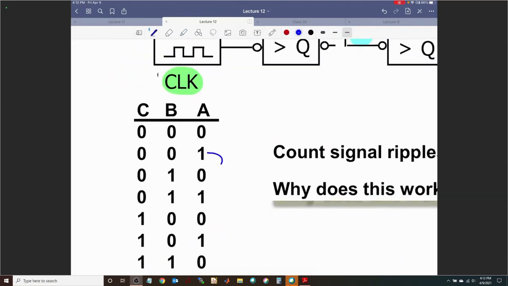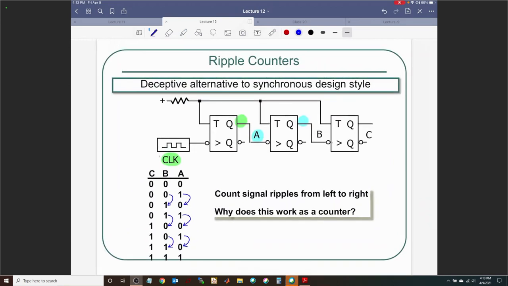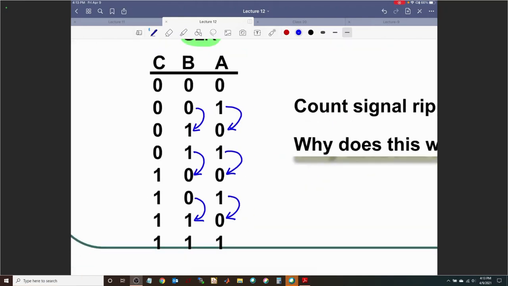This is the negative edge on QA. That's when B toggles. The next negative edge on QA is right here. That's when B toggles. The next negative edge on A is here. That's when B toggles. See that? That is called a ripple counting behavior. That's an alternative to the synchronous design that we did. Now, again, if you continue this, you can say QC will toggle every time there is a negative edge on QB, right? There is a negative edge on QB over here.